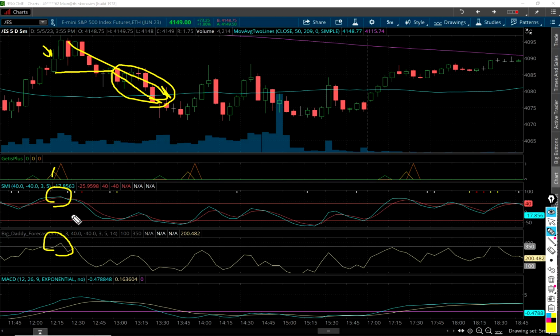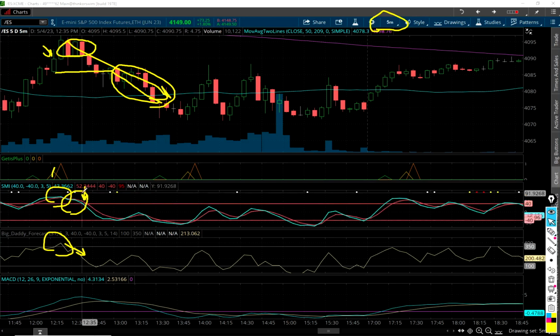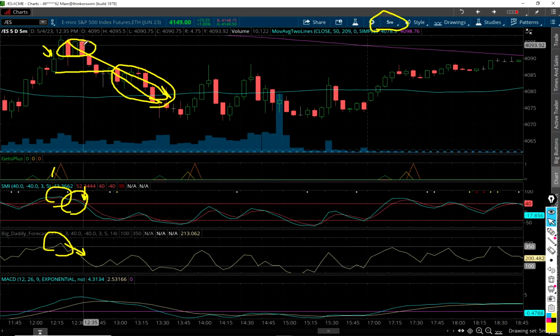I would have waited for this to roll over a little bit and start giving me a little bit of a gap. See this little gap going on in the SMI? And the Big Daddy starts pointing down. That's going to help you with your timing on these really short duration charts like this 5-minute chart. You have to be a little bit more patient. Don't be in such a hurry. If you got in up in here somewhere, that's where I would have taken the trade, probably right there, around that red candlestick.